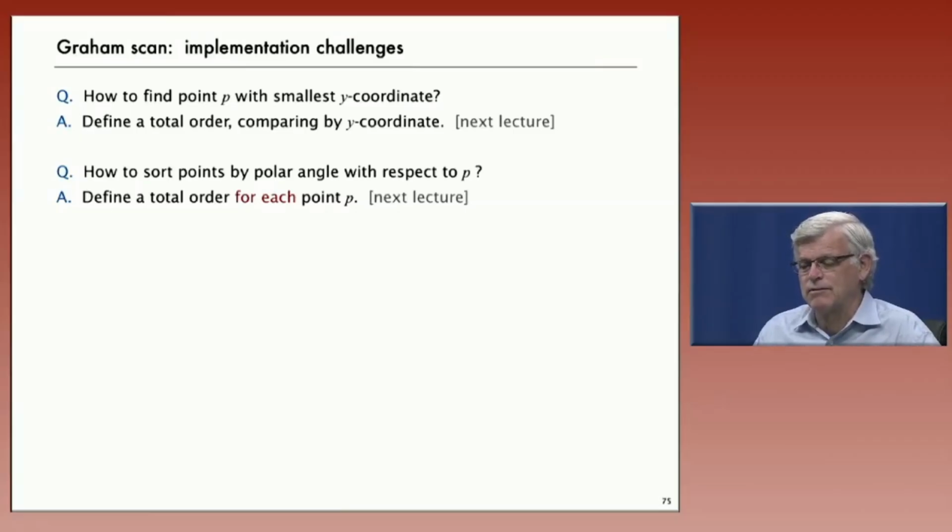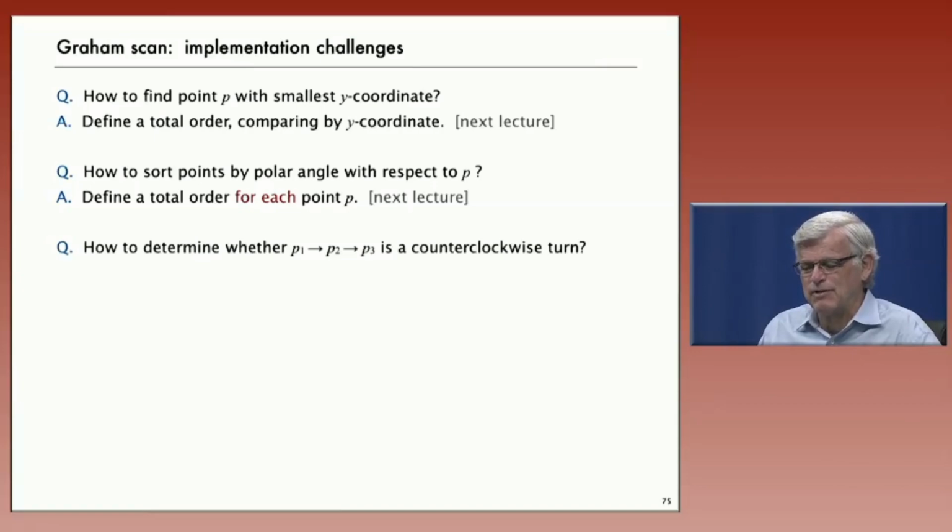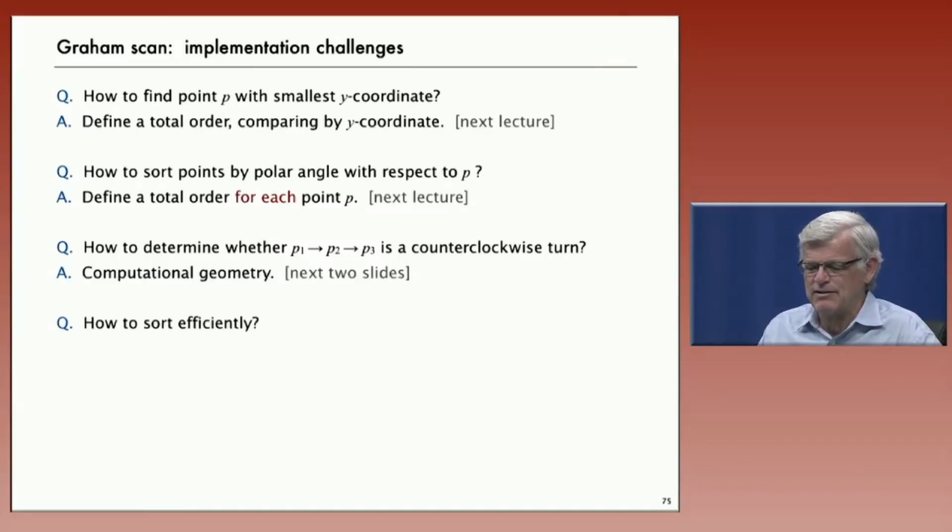And Graham scan's a perfect example. We don't want to just be able to sort things. We don't want to just be able to sort them by defining a compareTo. We want to be able to sort the same things in different ways sometimes. And this example is a fine motivation of that. Figuring out whether what we have is a counterclockwise turn, that's a little exercise in geometry, and we'll just talk about that briefly on the next couple of slides.